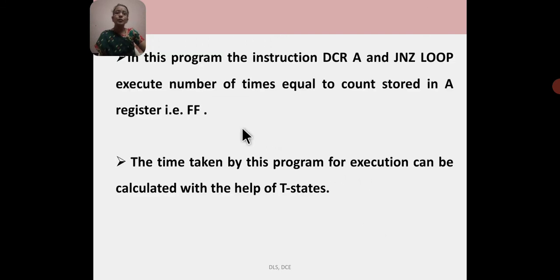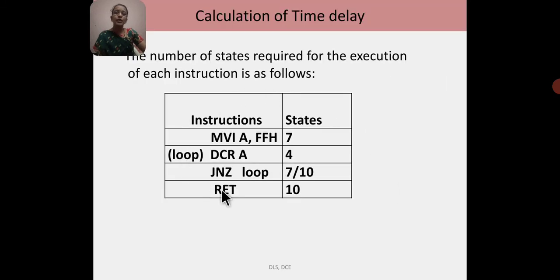So in this program, the instructions decrement A and JNZ loop execute a number of times equal to the count stored in the accumulator register. Here the accumulator content is FF, that means FF becomes the count here. So the time taken by this program for execution can be calculated with the help of T states. This table will give the number of T states required for each instruction.